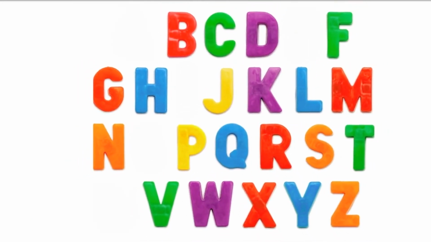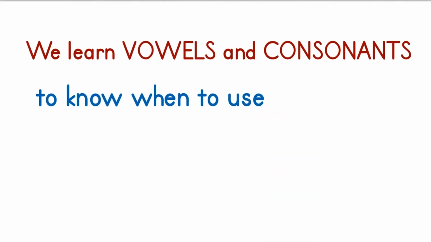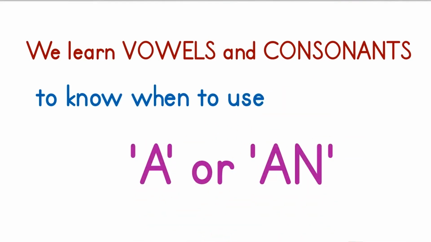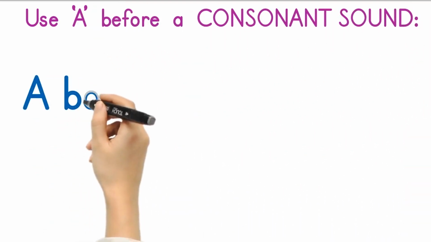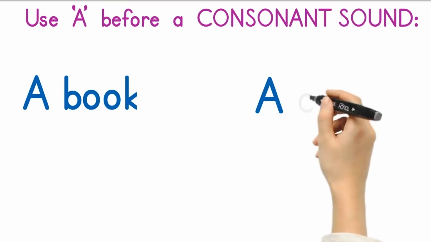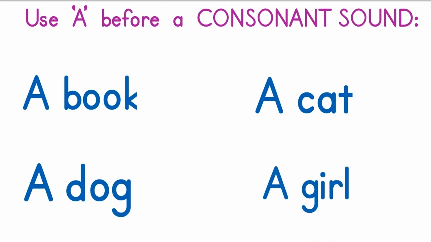Consonants. We learn vowels and consonants to know when to use a or an. Use a before a consonant sound. For example, a book, a cat, a dog, a girl.